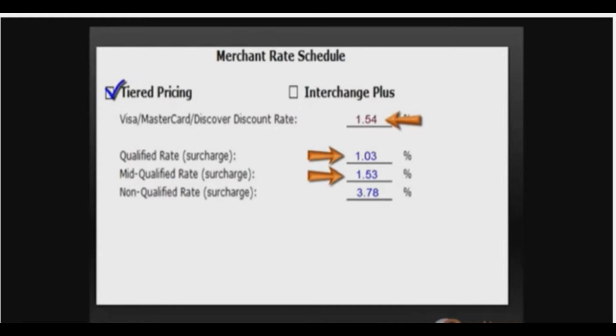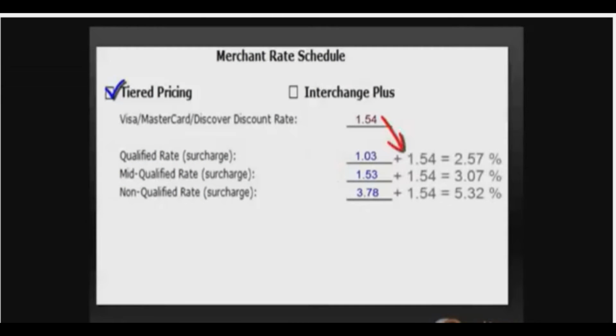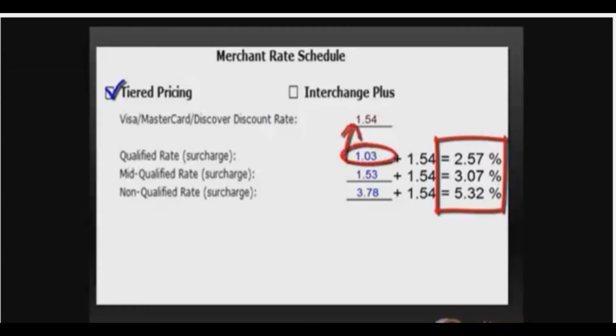rate for the regular Visa MasterCard, that is because all of these are surcharges on top of the base rate of 1.54. In order to calculate this, all you need to do is add the 1.54 to the 1.03 or the 1.53 or the 3.78 to see what the actual rate is. So always remember, when a salesperson is quoting you rates, always ask them if this is on top of the regular Visa and MasterCard rate. This should give you a basic understanding of how tiered pricing works.